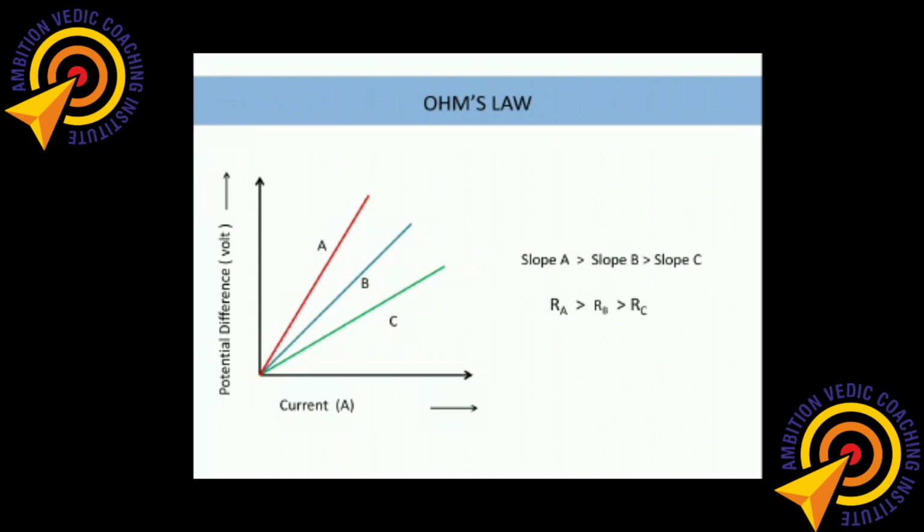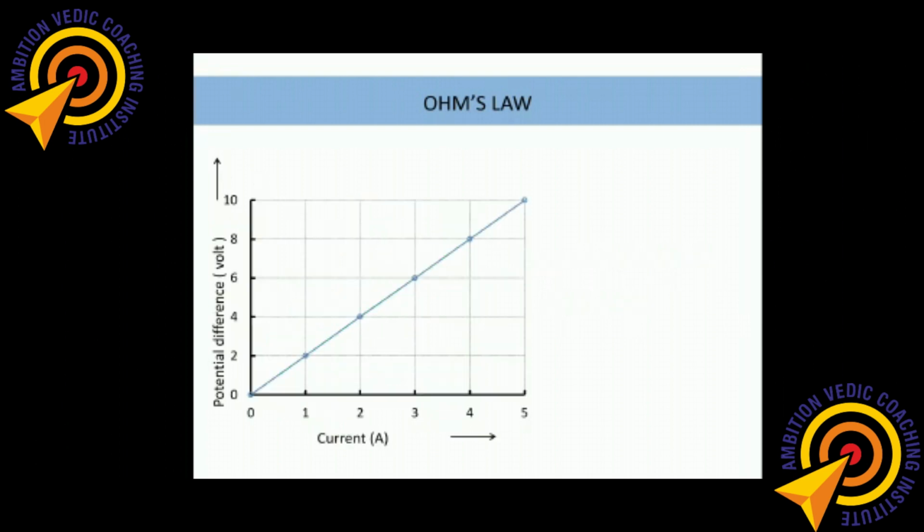So simply by looking at the figure, we can say wire A has high resistance, wire C has the least resistance, and wire B is in between. The resistance of wire B is between A and C. I hope it is clear to all of you. Any doubt, you can contact me anytime.